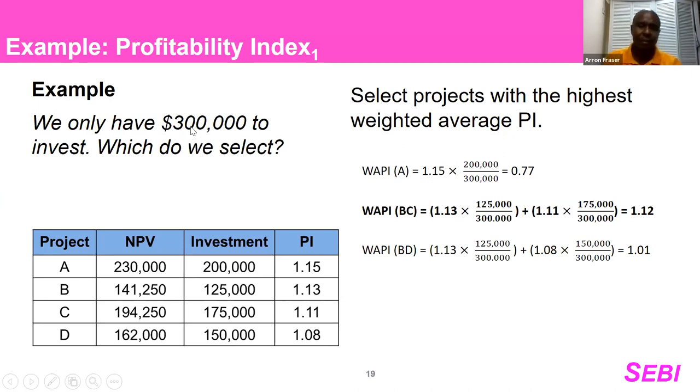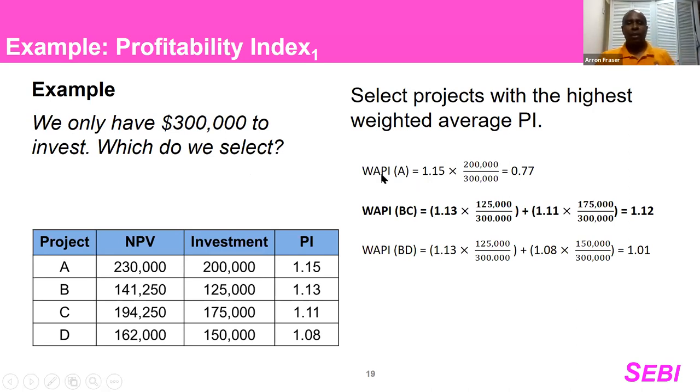We could only invest in the whole project. We can't do it part ways, so you cannot take half of project C or half of project B. You either take the whole investment or not. So we have a couple of options on the table. There are a couple of combinations that will fall below 300,000 or at 300,000.